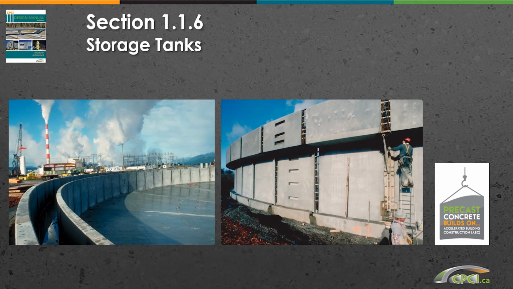Section 1.1.6 introduces the reader to precast concrete storage and treatment tanks. In this type of application, the tanks are pre-tensioned vertically and post-tensioned horizontally, and the joints are closed with field-placed concrete. The result is a sealed tank that acts monolithically.